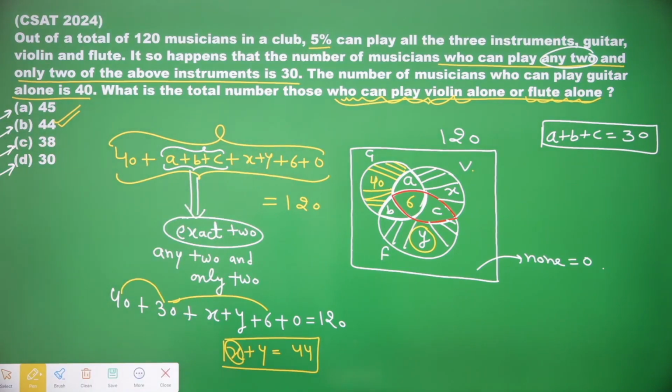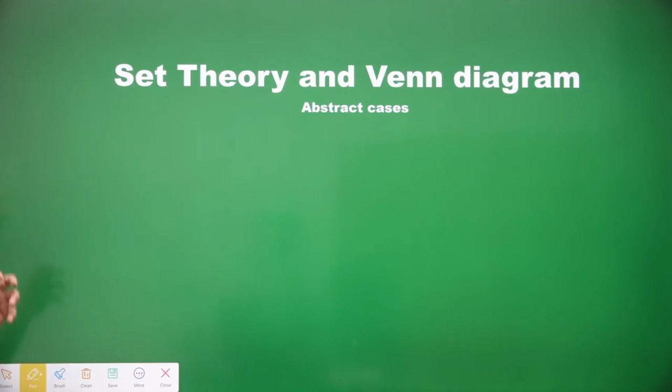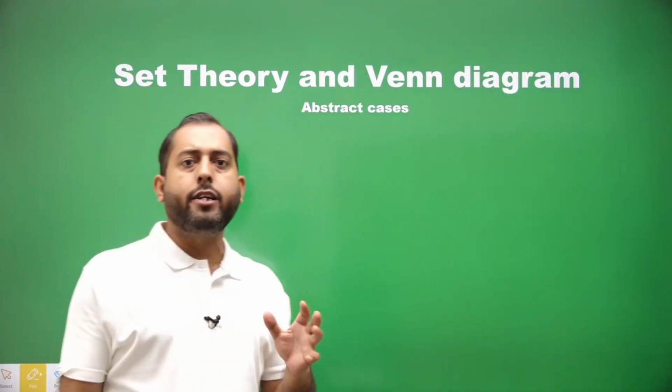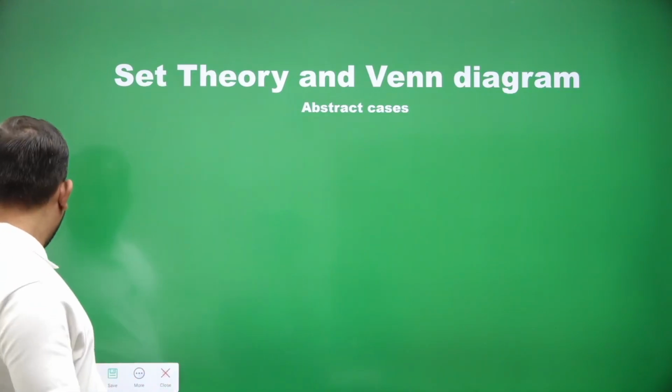Let's move on to the next question now. Next is our new theme, and this is abstract cases under set theory and Venn diagram. Now, case number 1.